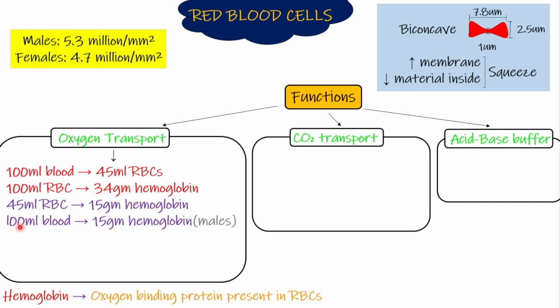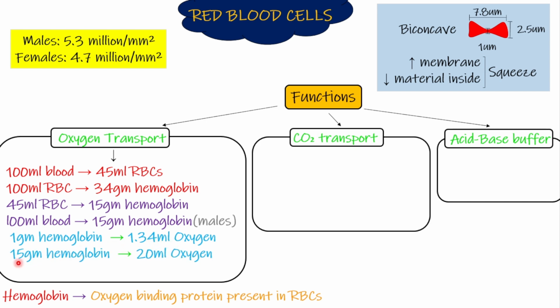Okay, so in males, what is the concentration of hemoglobin? It is 15 grams per 100 ml of blood in males, and in females it is a little less than 15 grams. Now this hemoglobin has to carry oxygen. So 1 gram of hemoglobin has the ability to carry 1.34 ml of oxygen. So 15 grams of hemoglobin will carry 1.34 multiplied by 15.